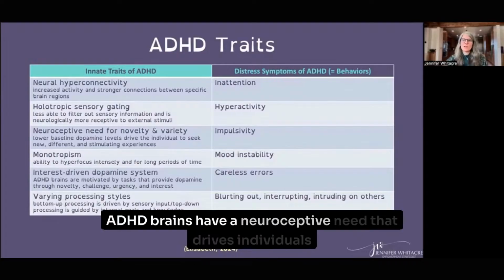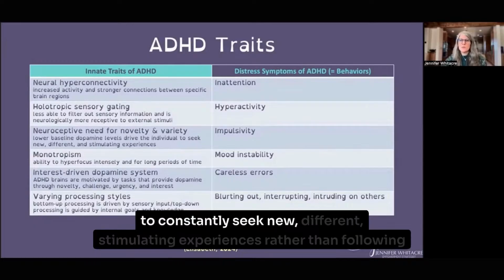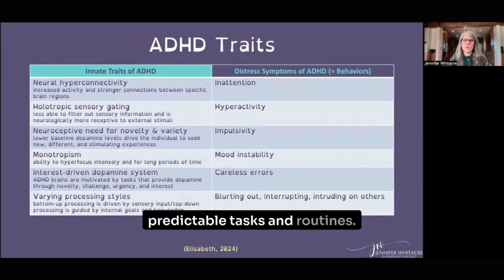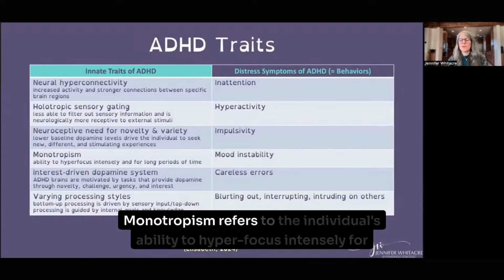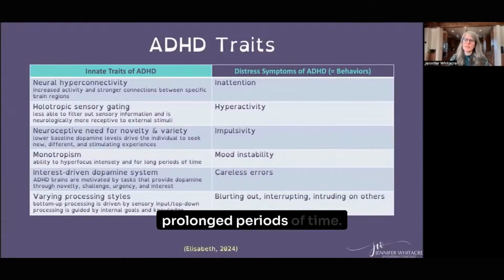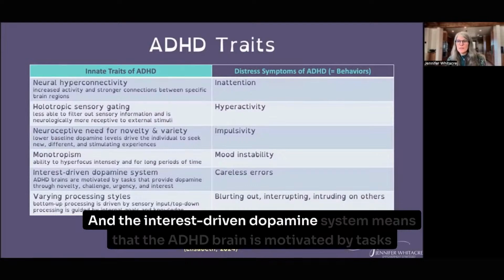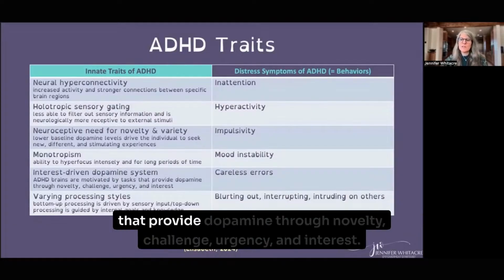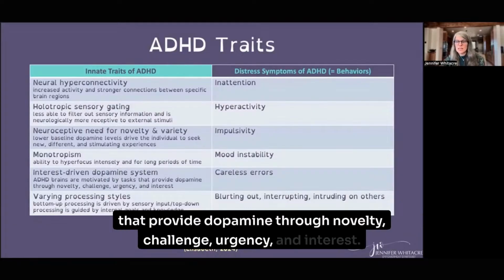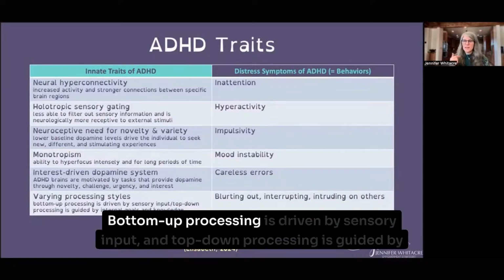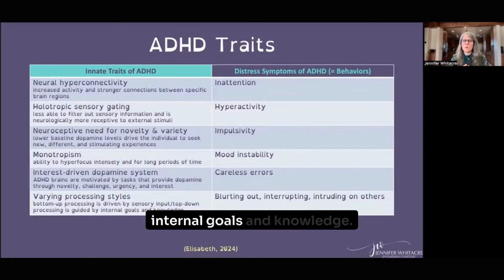ADHD brains have a neuroceptive need that drives individuals to constantly seek new, different, and stimulating experiences rather than following predictable tasks and routines. Monotropism refers to the individual's ability to hyperfocus intensely for prolonged periods of time. And the interest-driven dopamine system means that the ADHD brain is motivated by tasks that provide dopamine through novelty, challenge, urgency, and interest. Bottom-up processing is driven by sensory input, and top-down processing is guided by internal goals and knowledge.